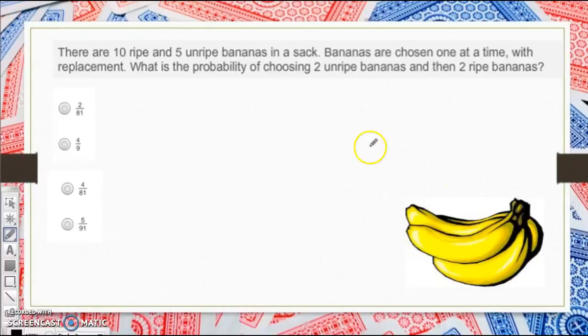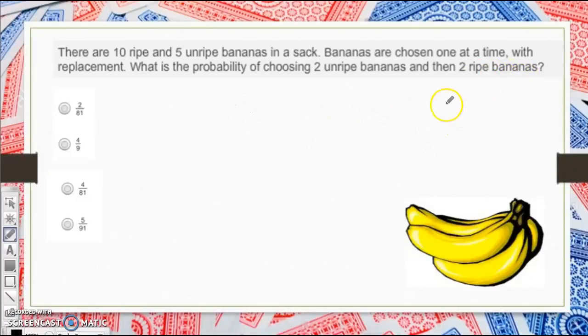All right, so what's happening here is there's a bag, and inside the bag are 10 ripe bananas and 5 unripe bananas. You know, those green ones that taste funny? All right, bananas are chosen one at a time with replacement. What is the probability of choosing 2 unripe bananas and then 2 ripe bananas?